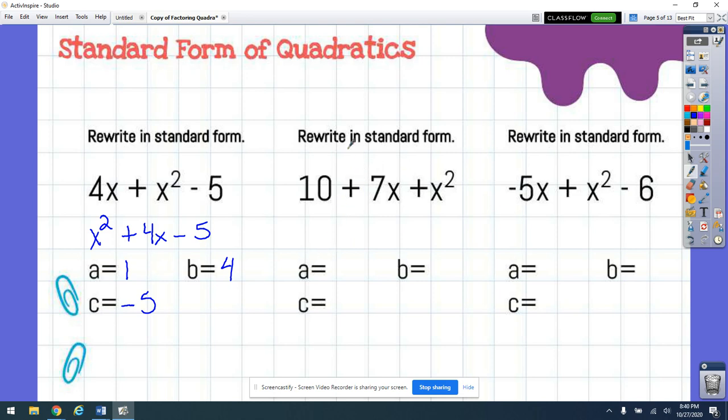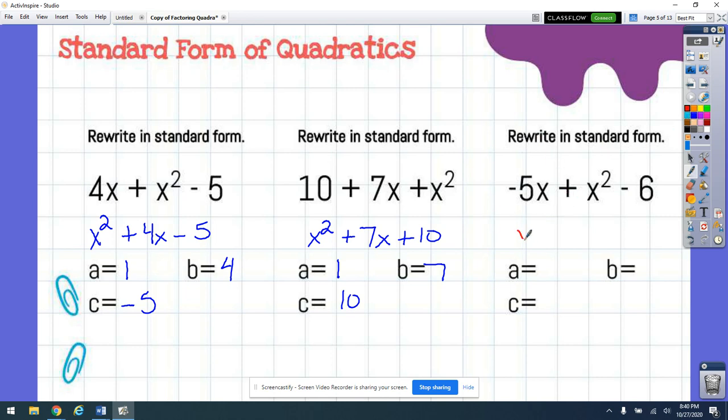Now let's take a look at the second one. Second one, I got to put my x squared first, so I'm going to drag this to the front, so x squared. My b term is the one with the x, so positive 7x, and my 10 is a positive 10. So let's go ahead and label our a, b, and c. A is again 1, B is 7, C is 10. And then the last and final one.